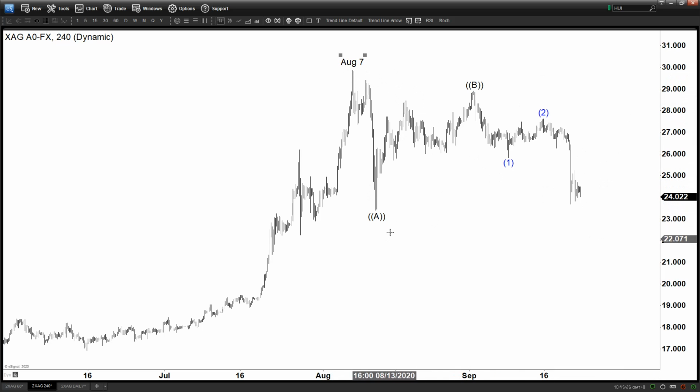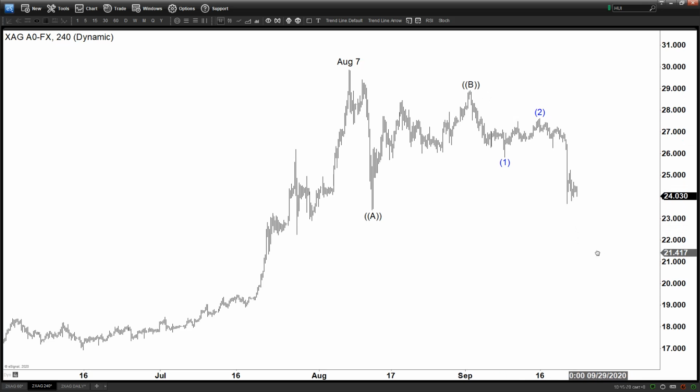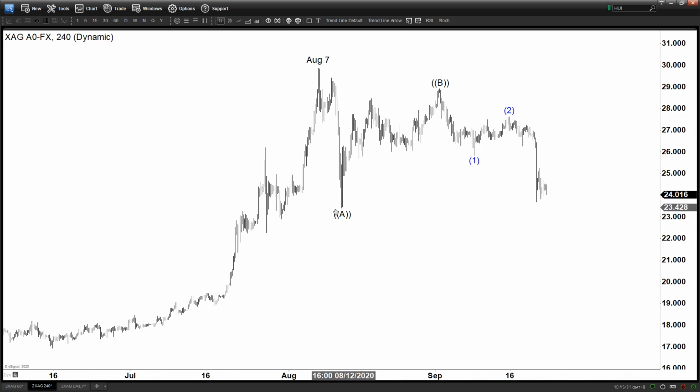Now if this is really going to be an ABC zigzag, then eventually we can break below A again within the C, and the C should be subdivided into 5 waves. Now notice, however, a couple of things. Number one, we have not really broken below A just yet, right? Even though it looks like we might be able to do it, but we have not.